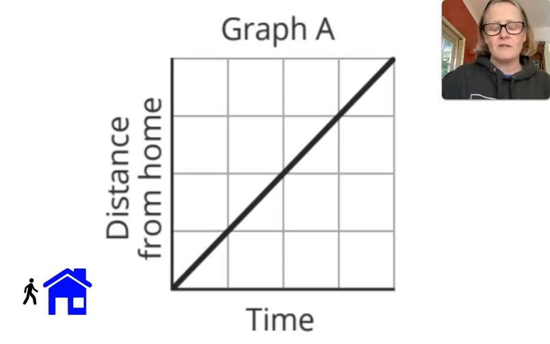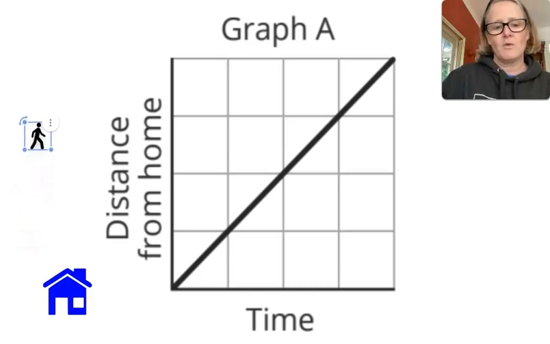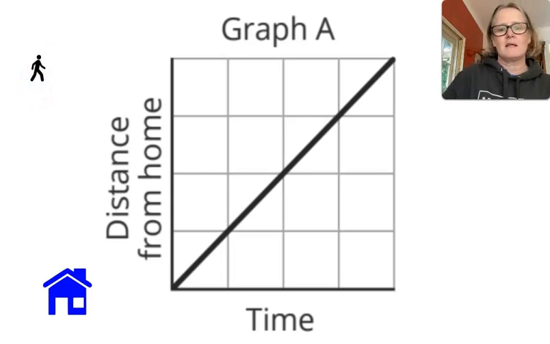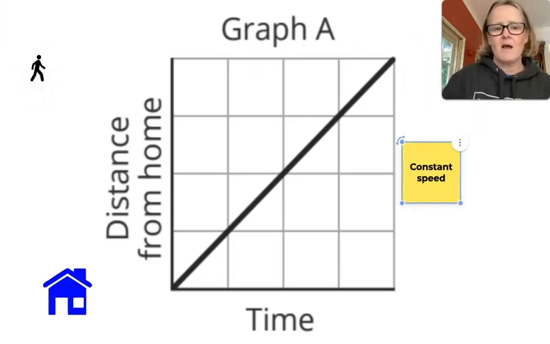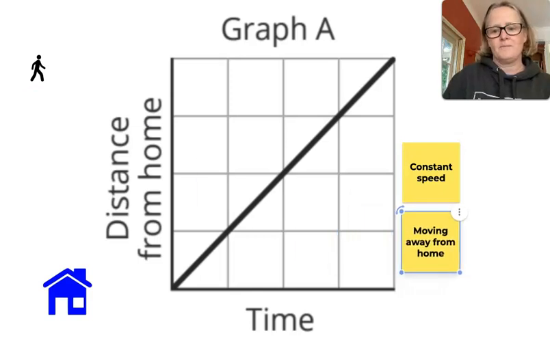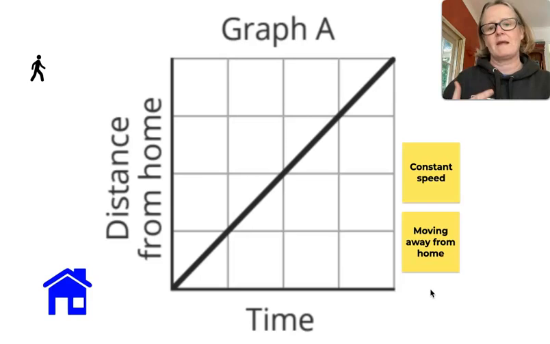So for every unit of time, let's say a minute, he moves the same distance away from the home. So he slowly moves away. One block of time, one block of distance, one block of time, one block of distance. So he is moving at a constant speed away from home. And you can see it's a straight line at an angle with the gradient being the same all the way along. That indicates constant speed.